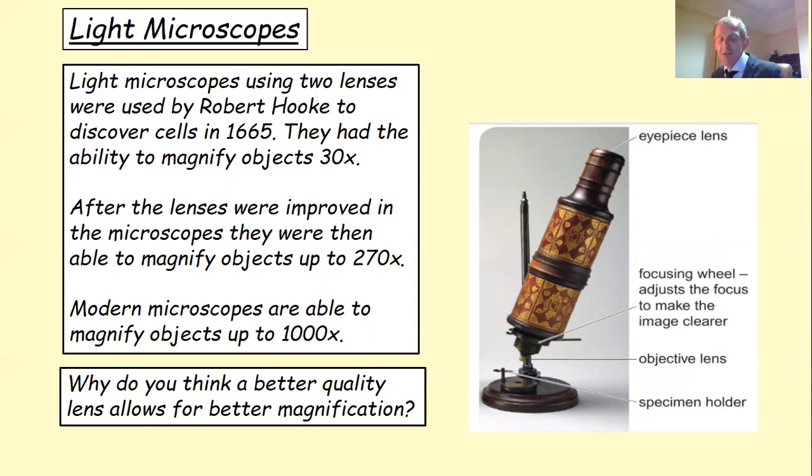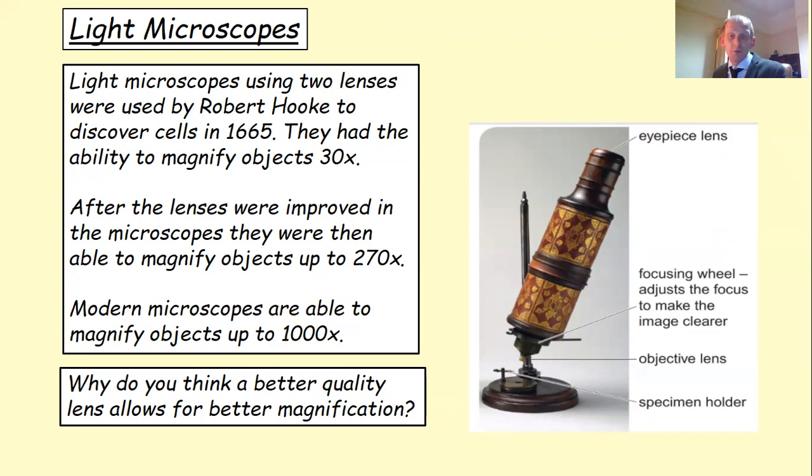You know, this is the year of the bubonic plague. This is the year before the Great Fire of London. So this is a long time ago, guys. Now, in the years after that, by improving the quality of the lenses that went into this design of microscope, we eventually were able to magnify things up to about 270 times, which is a really vast improvement over 30 times.